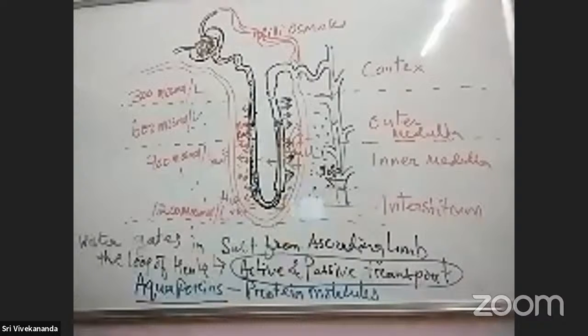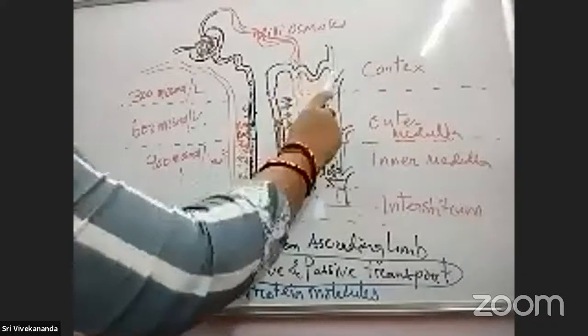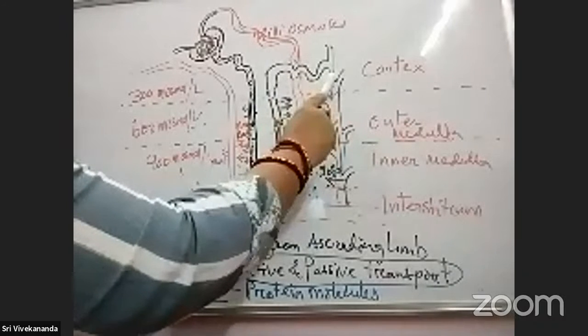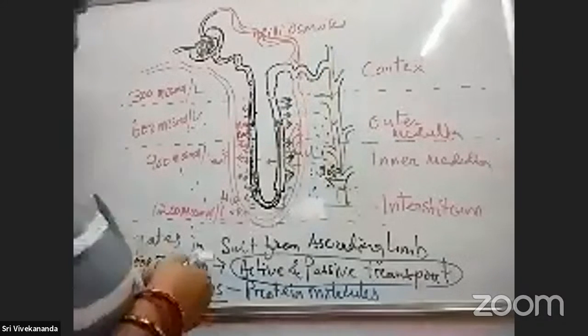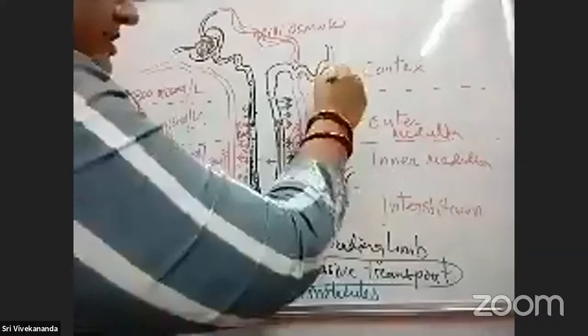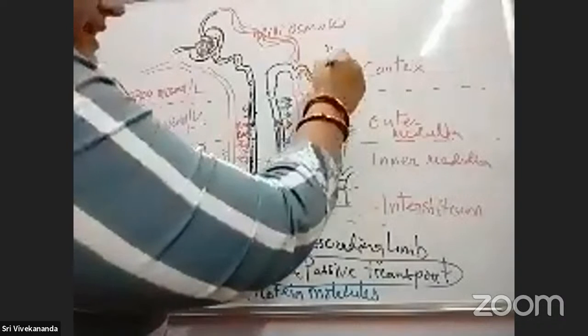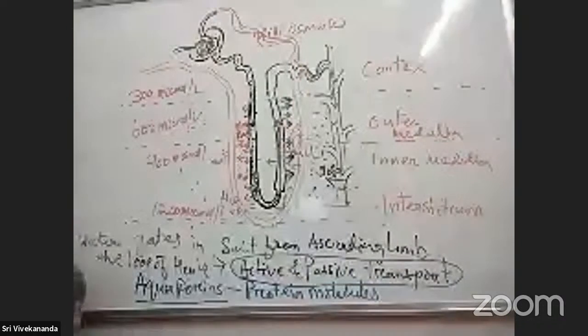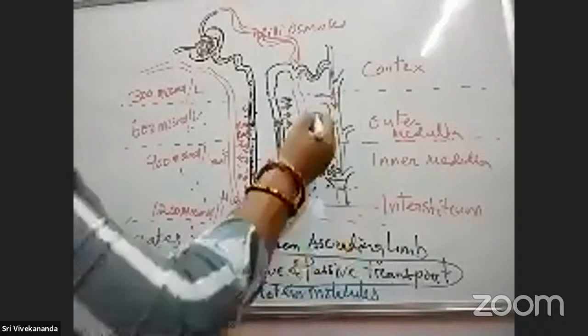Now come to this part. This part is around 280, 300, where the filtrate enters into the collecting duct. You are clear? Okay. Now the filtrate is coming down, right? So the filtrate is coming down here. It has entered and it is coming down. Is it clear? Now, when it comes down, this part is the interstitium. Okay, this part is interstitium.